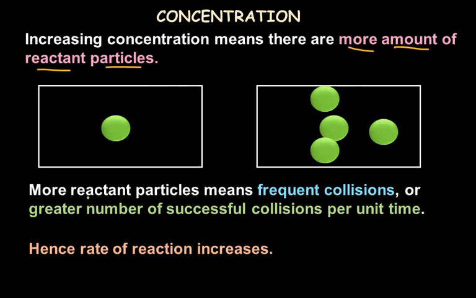So that shows that if the reactant particles are more, there will be frequent collision among those particles, among the molecules of the reactants, and hence there will be greater number of successful collisions per unit time. Now we have already seen in our earlier video what we mean by successful collisions, because all the reactant particles which are colliding will not end up forming the product. Only few collisions with enough energy, with activation energy, will be called successful, because those collisions only are going to form the products. And hence, with increase in concentration, the rate of reaction increases.